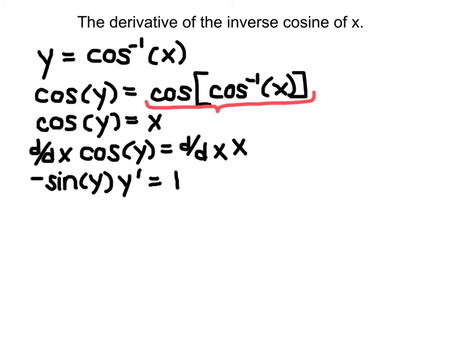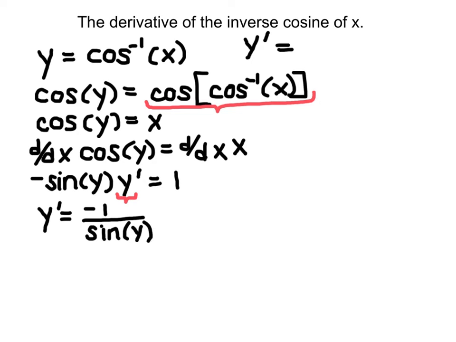So now remember, we're solving for y prime. In fact, I can put that up here. We're looking for what is y prime. And so we are going to divide both sides by the negative sine of y. And we get y prime is equal to negative 1 over the sine of y.